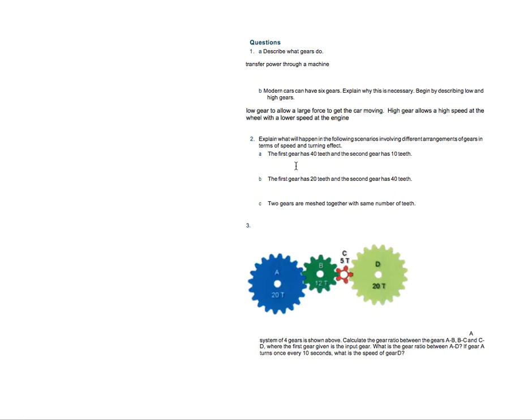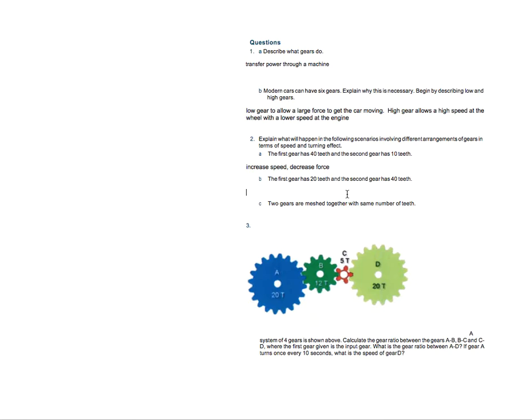Explain what will happen in the following scenarios involving different arrangements of gears in terms of speed and turning effect. The first gear has 40 teeth, the second gear has 10. So hopefully from the work you did on the gears lesson, you'll see the second gear will travel faster, but the force that it will apply will be less. So increase speed and decrease the force.